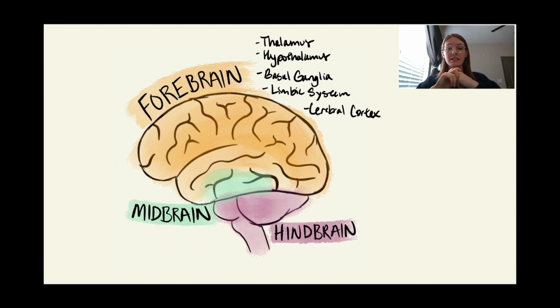The hypothalamus, as I've gone over in my hormones video, is an integral part of the endocrine system. It is the head of a lot of pathways. It is responsible for the 4 F's: the fighting, fleeing, feeding, and fornication. Next we have the basal ganglia.